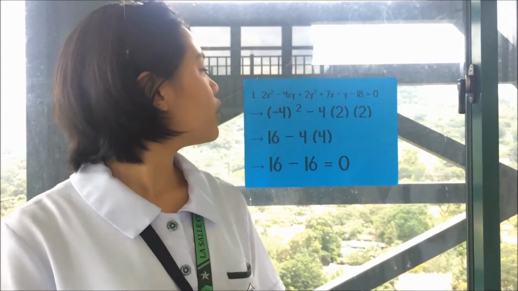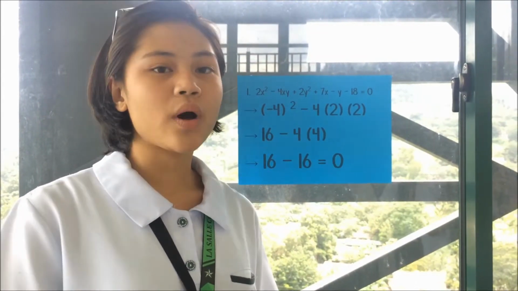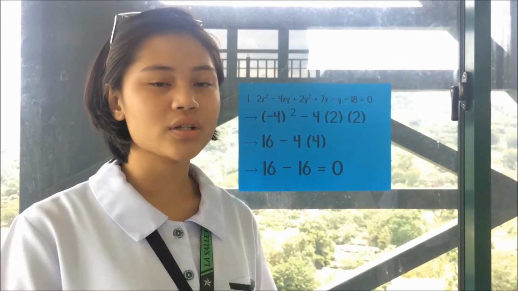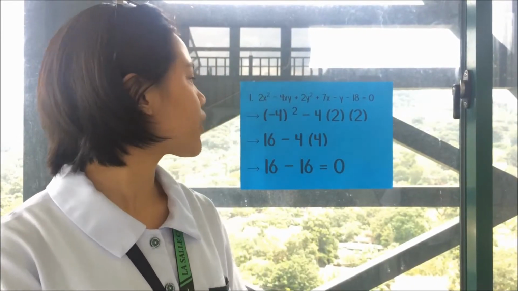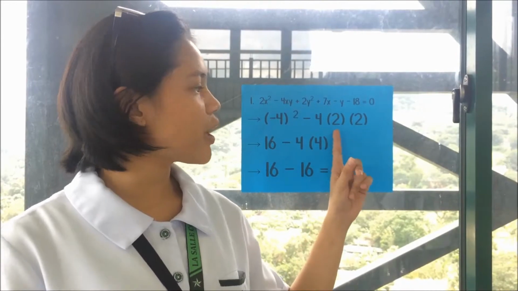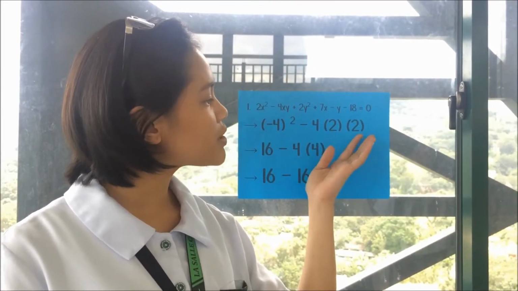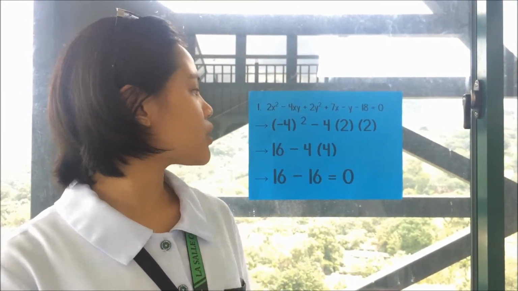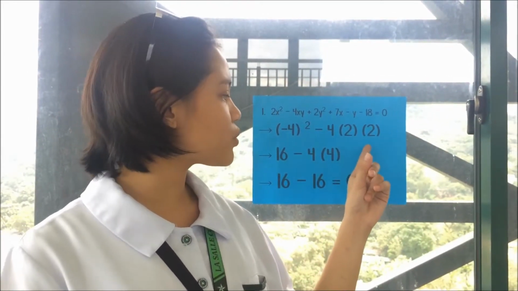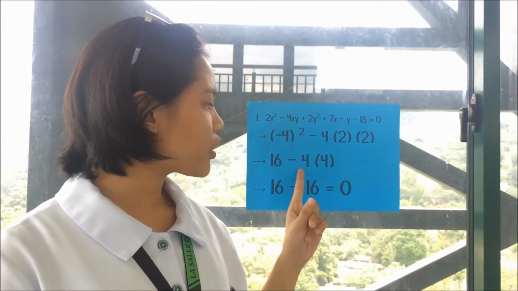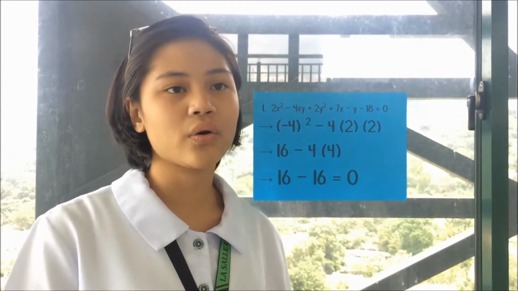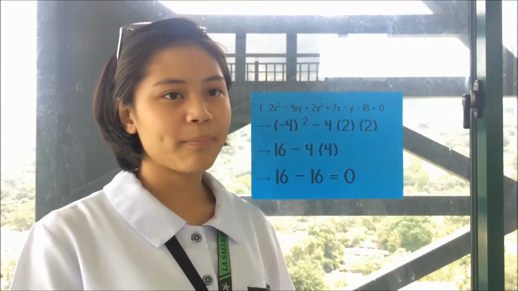Next equation, 2x squared minus 4xy plus 2y squared plus 7x minus y minus 18 is equal to 0. The value for B is negative 4, the value for A is 2, and the value for C is 2. Negative 4 squared is equal to 16, 2 times 2 is equal to 4, 4 times 4 is equal to 16, and 16 minus 16 is equal to 0. Therefore, our equation is a parabola.